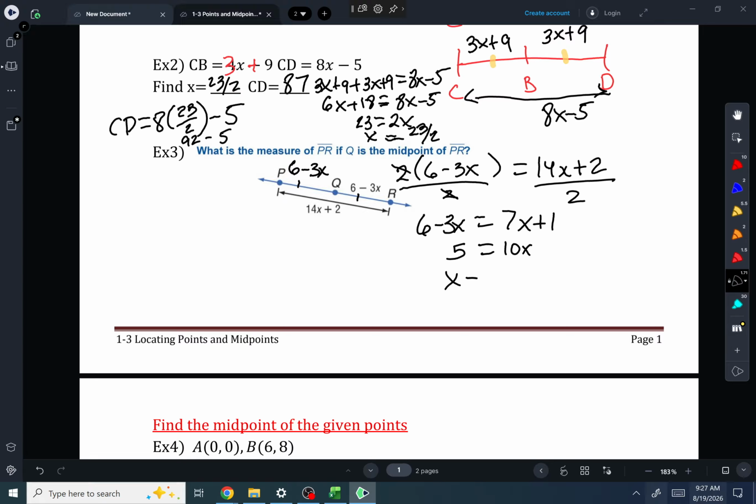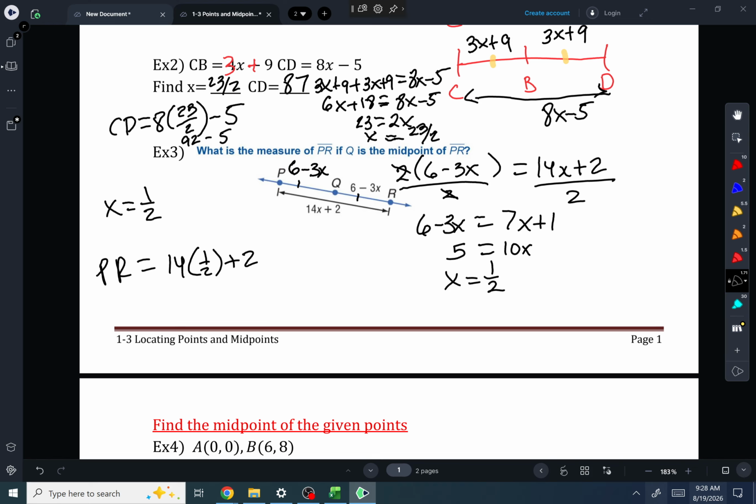So x is not 2. X is a half. Yeah? So x is a half. And then they could ask you, what are they asking? What's the measure of PR? Okay, well, how would I find PR? Well, PR would equal to what? 14 times a half plus 2.